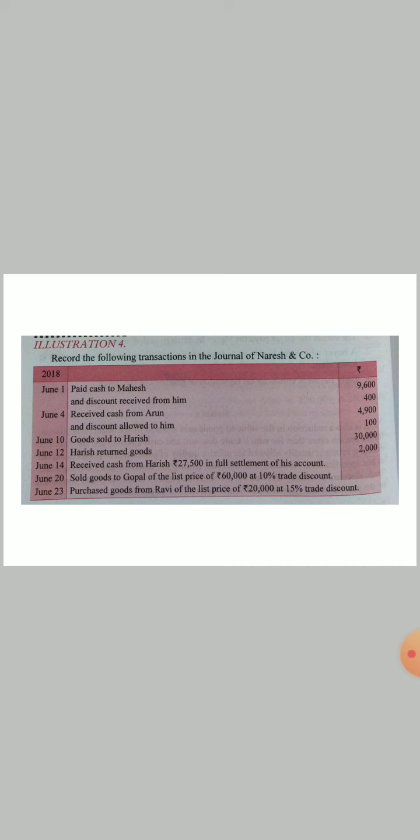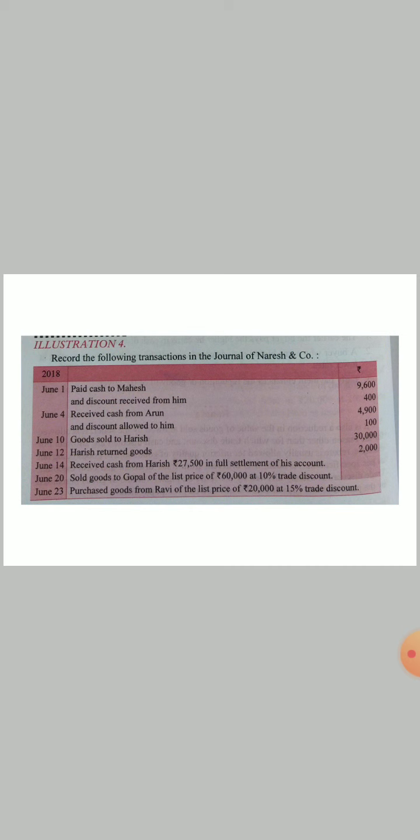The next point is received cash from Harish 27,500 in full settlement. He had to pay 28,000, but he's paying only 27,500, and that too in full settlement. That means the remaining 500 will be adjusted as discount. Next is sold goods to Gopal of list price 60,000 at 10% trade discount. We have sold goods to Gopal of 60,000 at 10% trade discount.